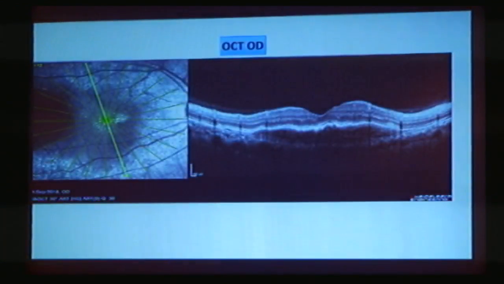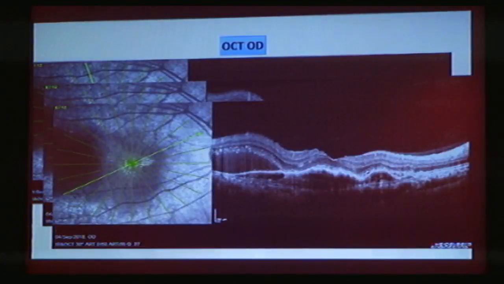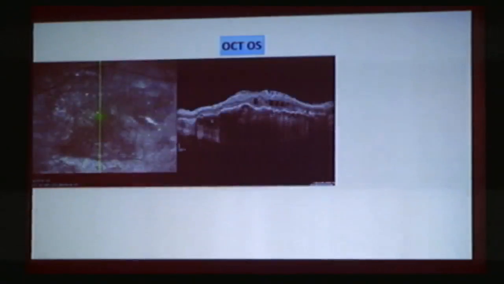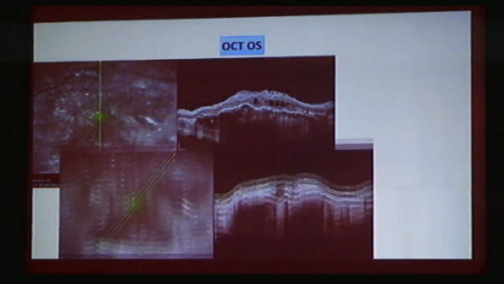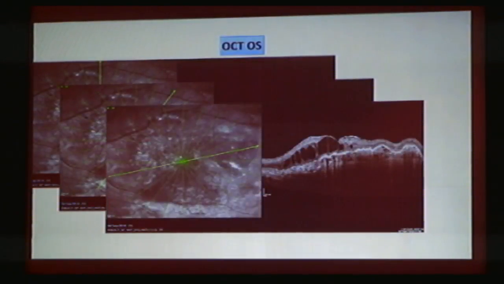OCT was done, and the right eye showed pigment epithelial detachment in the subfoveal region and temporal to the fovea along with some subretinal fluid. In the left eye, the OCT showed mainly scarring at the posterior pole with intraretinal cystic areas and some pigment epithelial detachment temporally.